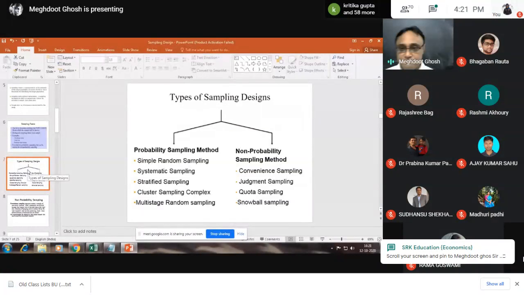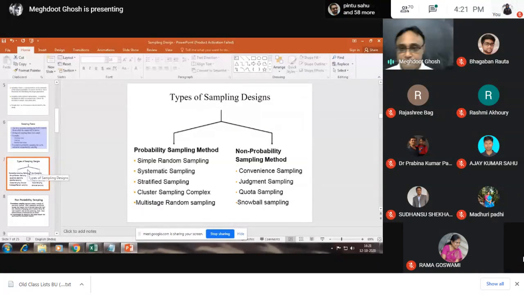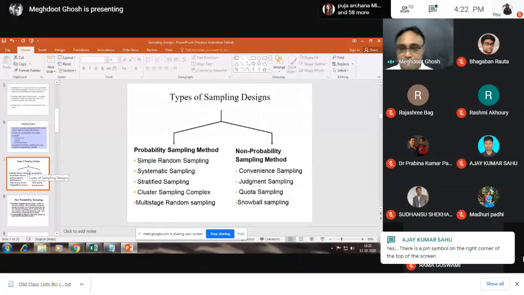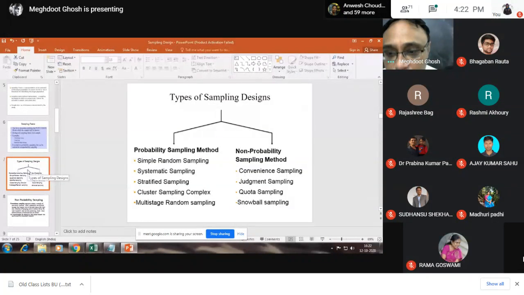So in that case, I will only select those persons who actually know the particular topic. And from my knowledge, I will decide that this person will give me better information, or the other person will give me better information or a better result. This is the non-probability sampling technique. Now I will give you another example so that you can understand it better.